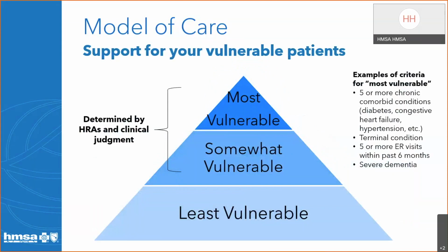Patients are grouped into one of 3 stratification levels for the model of care: the most vulnerable, somewhat vulnerable, or least vulnerable. Some examples of criteria used when identifying a patient who would be categorized in the most vulnerable population would be those members with 5 or more chronic comorbid conditions, patients with a terminal condition, those with 5 or more emergency department visits within the last 6 months, or conditions such as severe dementia. All determinations are based on the member's health risk assessment as well as clinical judgment.